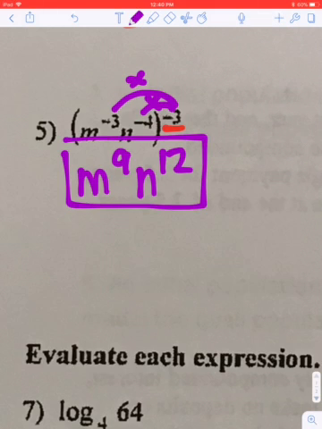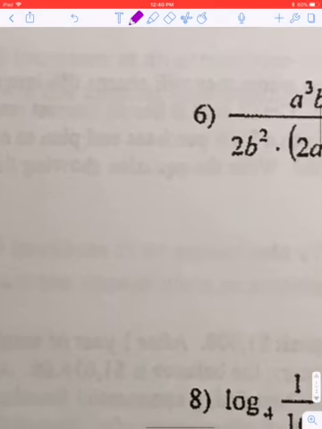Now, if one of those happened to be a negative exponent, like we're going to see in problem 6, that's when we need to start thinking numerator versus denominator and where things belong. So let's take a look at number 6.